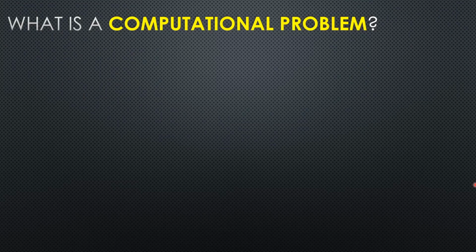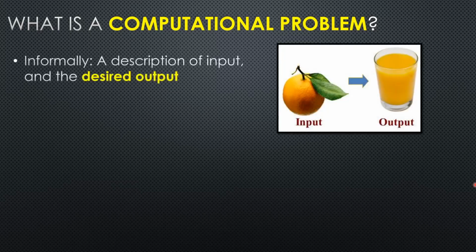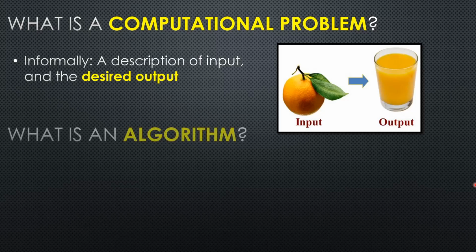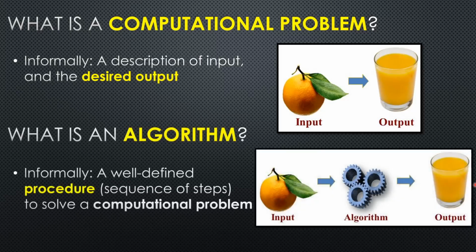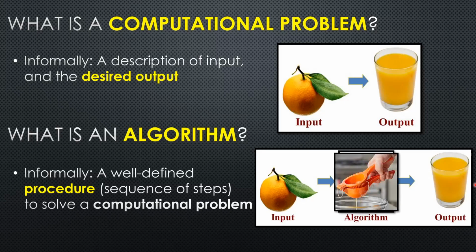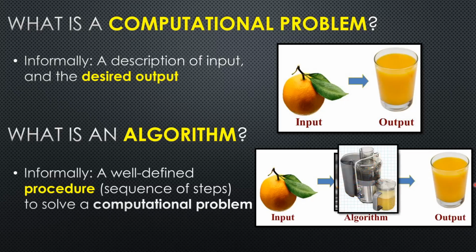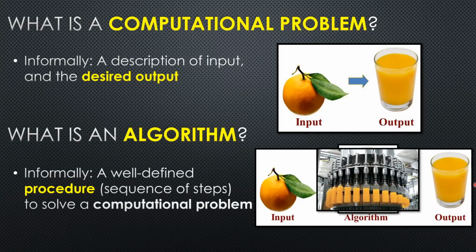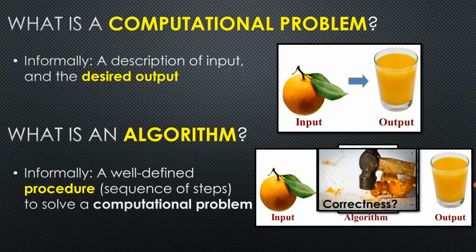What's a computational problem? Because computational problems are largely what we're going to be talking about in this course. Informally, it's a description of input and a description of the desired output. And an algorithm is, informally, a well-defined procedure or a sequence of steps to solve that computational problem, to take the input and produce some output. So an algorithm is what sits between the input and output. And there are different algorithms of varying levels of performance. So we can make faster and faster algorithms with better and better performance properties. And then, of course, there's also the question of algorithmic correctness. So some algorithms might not be correct at all.